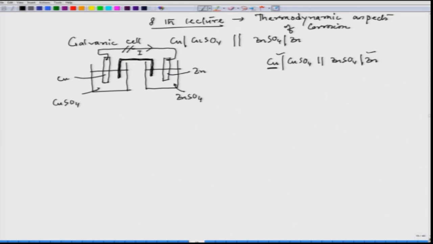And now let us look at what's going on in the individual beaker. In this beaker, let us say this is the beaker where we have copper sulfate and copper rod. This is copper sulfate, and this is at a particular temperature and pressure. Now, after some time, if we try to connect it to a reference electrode, this is nothing but the reference electrode.